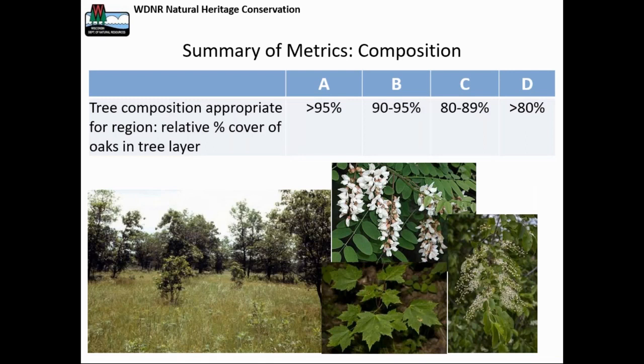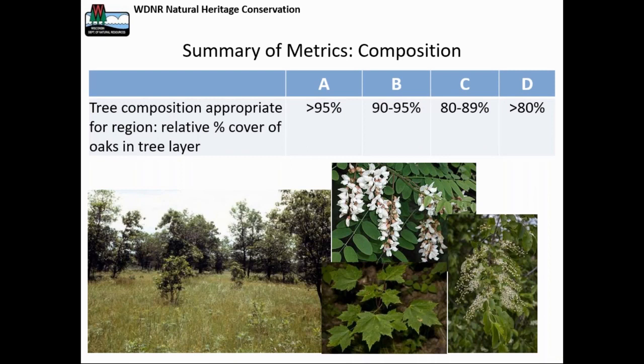The final metric related to composition relates to the tree composition. We just ask whether or not it's appropriate for the region. So, what's the relative percentage of that tree layer? What's the relative percent cover of oaks, and sometimes regionally pine species, especially jack pine or red pine, in that tree layer? Hopefully you should be on the upper end of that. Obviously, if you start to get species like black locust, red maple, or a lot of black cherry coming in, that's an indicator that your site is becoming degraded over time.